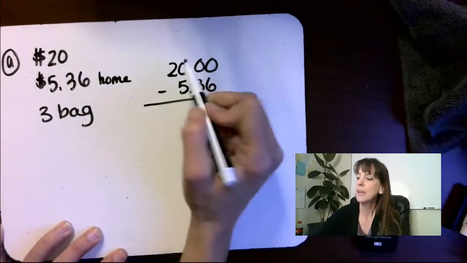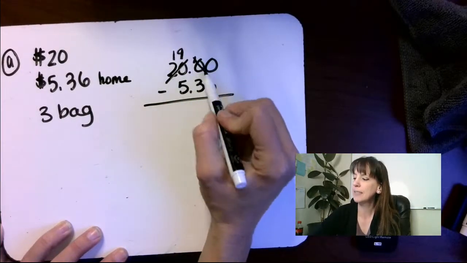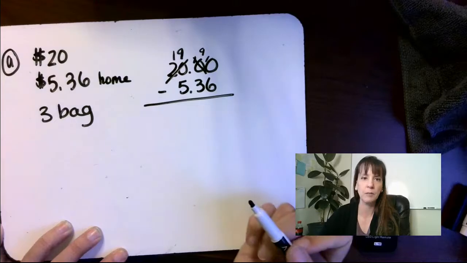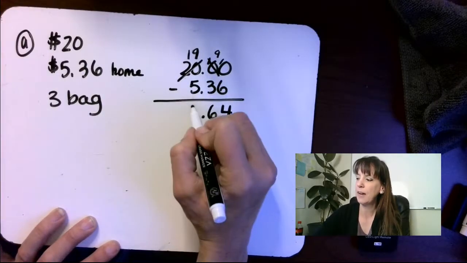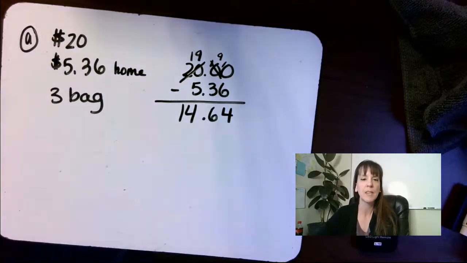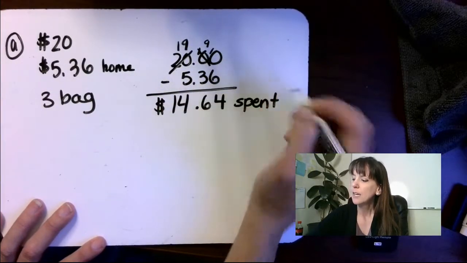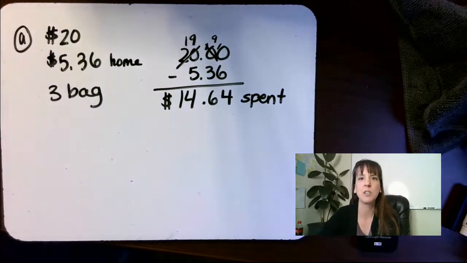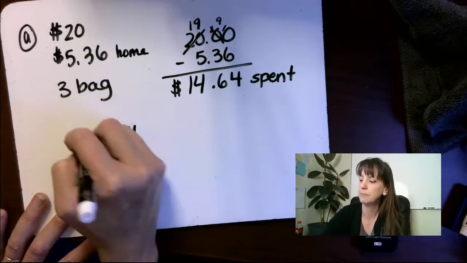$5.36, okay? This 20 becomes 19. This becomes 10. Now I'm going to make this a 9 so that I can borrow, right? 14, 6, 64, and then 19 minus 5 is 14. So she spent $14.64. She spent that on 3 bags of dog food.